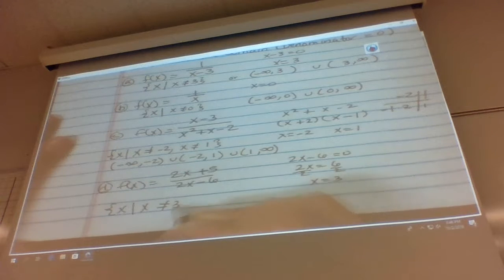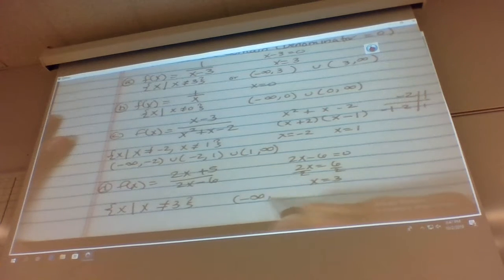So we just care about the denominator for domain. Yes. Like if the question is just saying, who's your domain, that's all you look for. Only work with your denominator.